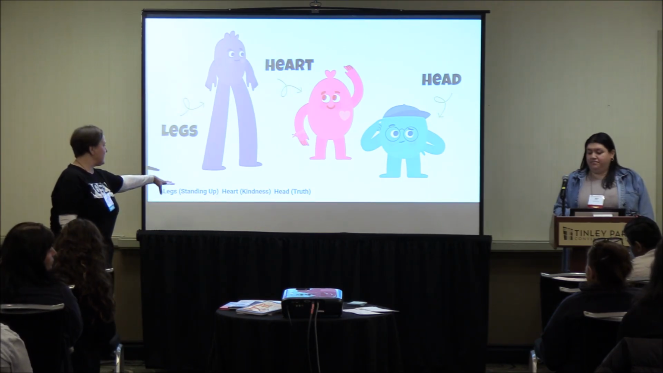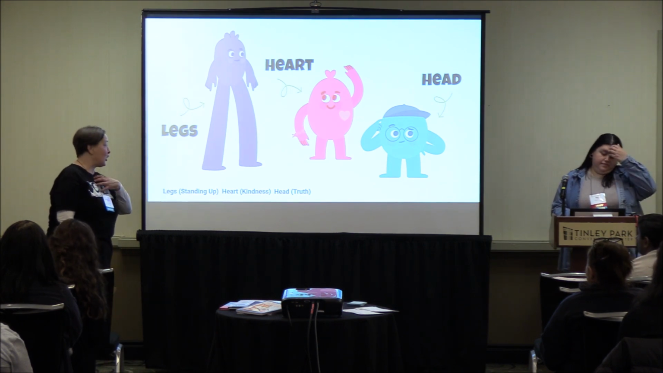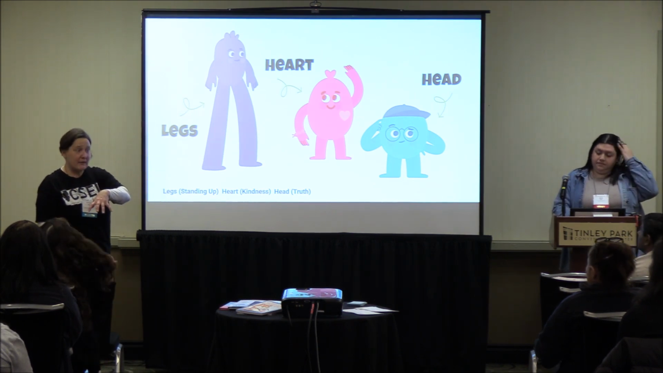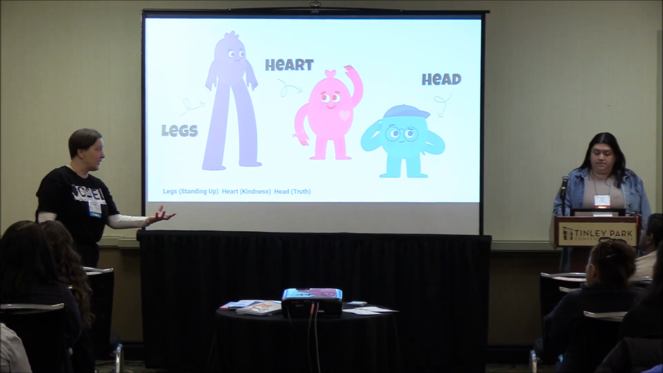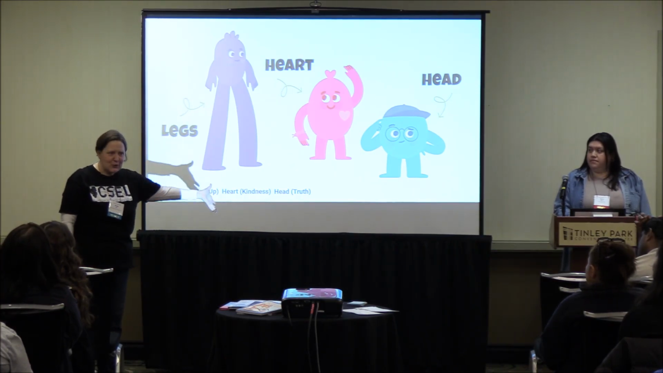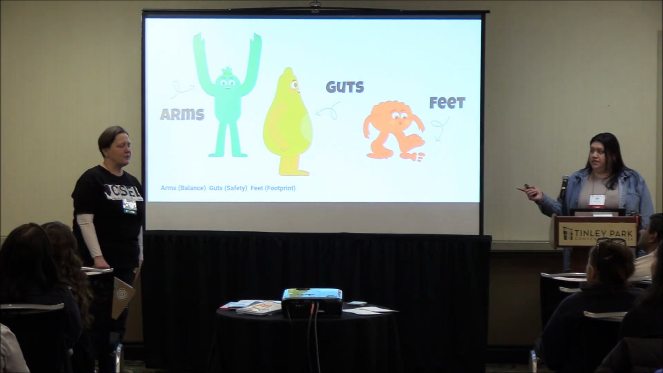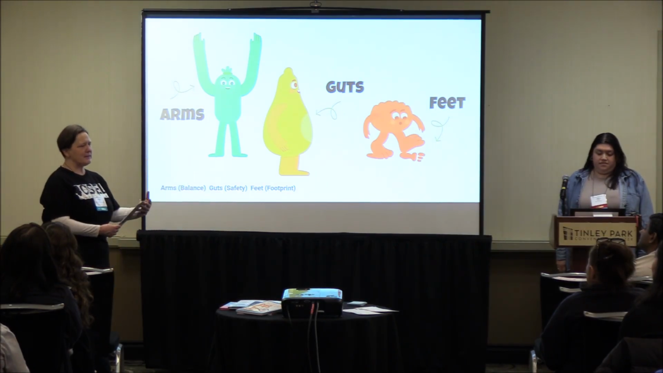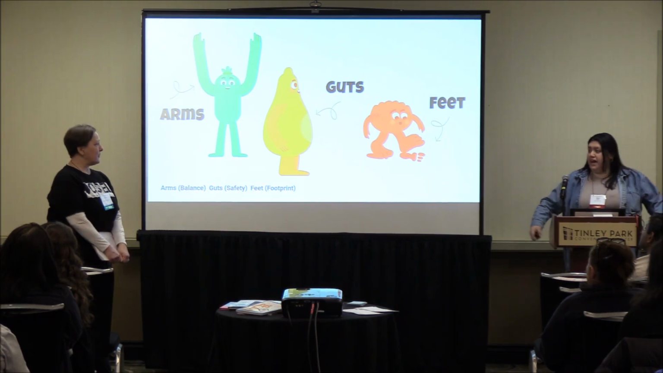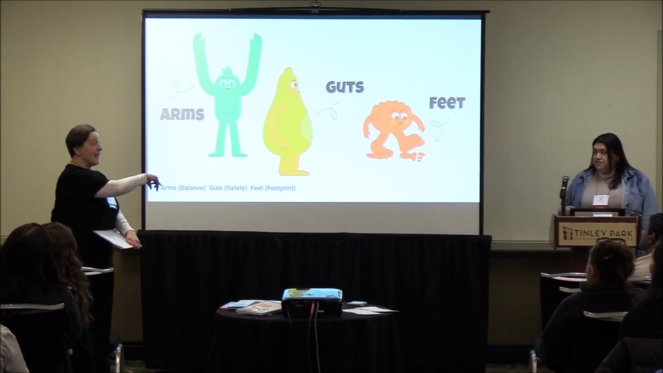You see they're all representing something. Legs are standing up when others are getting bullied online. Heart is knowing to be kind outside of the online world and inside the online world. And head is the truth, knowing when this is false news, knowing when you might be being scammed, being curious about that and knowing what that means. Arms is balance, guts is safety, and feet is footprints, your digital footprint.